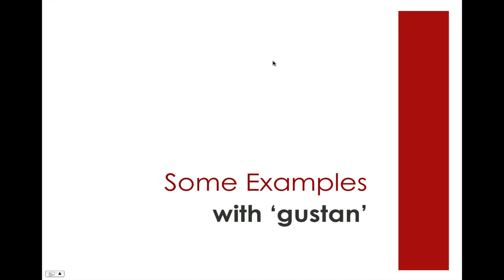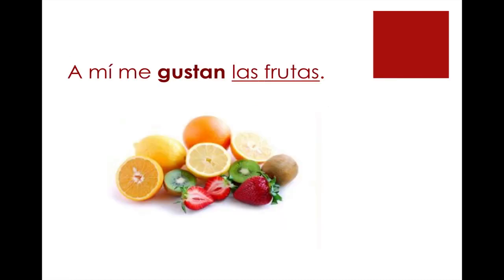Now let's look at some examples with gustan, which is the plural form of gustar. And I say, a mí me gustan las frutas. I like fruits. And again, las frutas is a plural noun. You can see it ends in S. So it's a plural noun in Spanish, and therefore I'm using gustan. Again, notice that even though a mí me, it's I like, and I am singular, what matters is what comes afterwards. And because this is plural, I'm going to be using gustan.